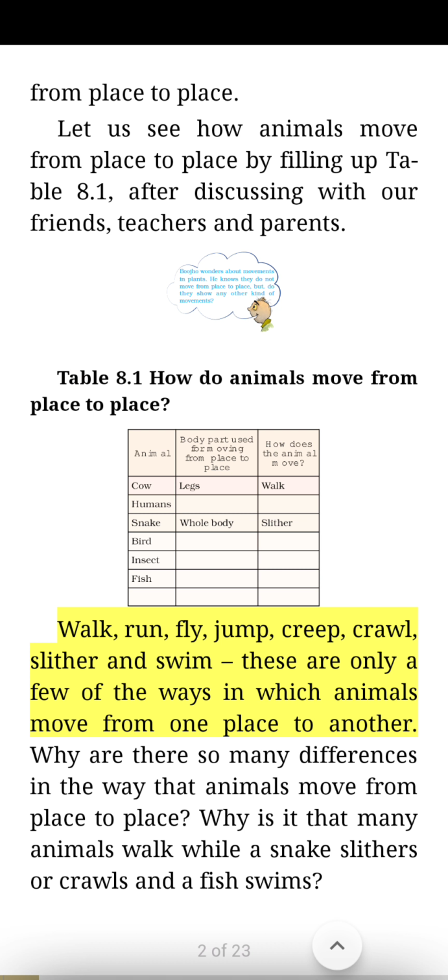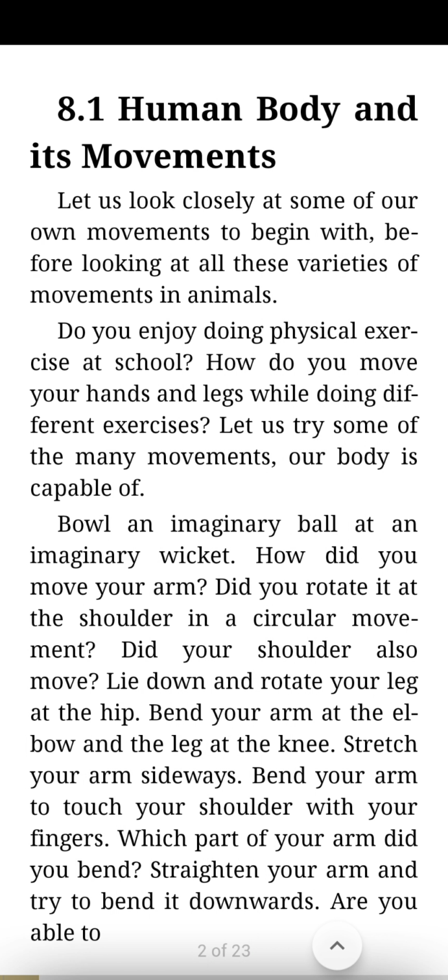Walk, run, fly, jump, creep, crawl, slither, and swim. These are only a few of the ways in which animals move from one place to another. Why are there so many differences in the way that animals move from place to place? Why is it that many animals walk while a snake slithers or crawls and a fish swims? 8.1 Human body and its movements.